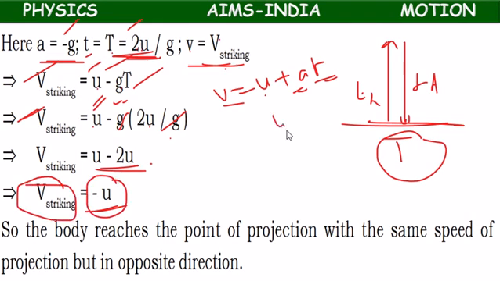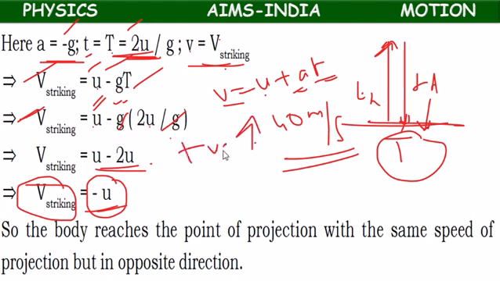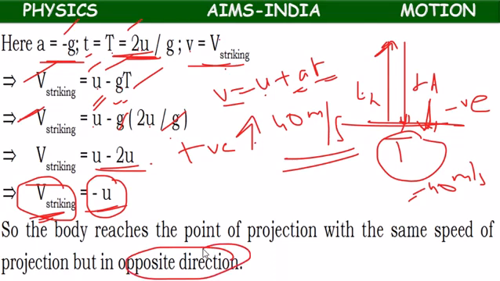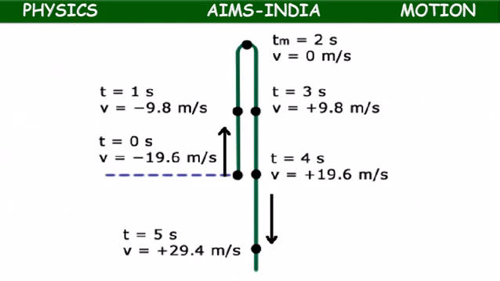Suppose we projected the body with 40 meter per second upwards, it will reach the point with the same velocity, but downwards. Beginning velocity direction is upwards, which is taken as positive. Final velocity, the coming down or hitting velocity, is downwards, so we take it as negative. Its value is minus 40 meter per second. So with whatever velocity we project the body, with the same velocity it will hit the ground, but in the opposite direction. Okay? So next.